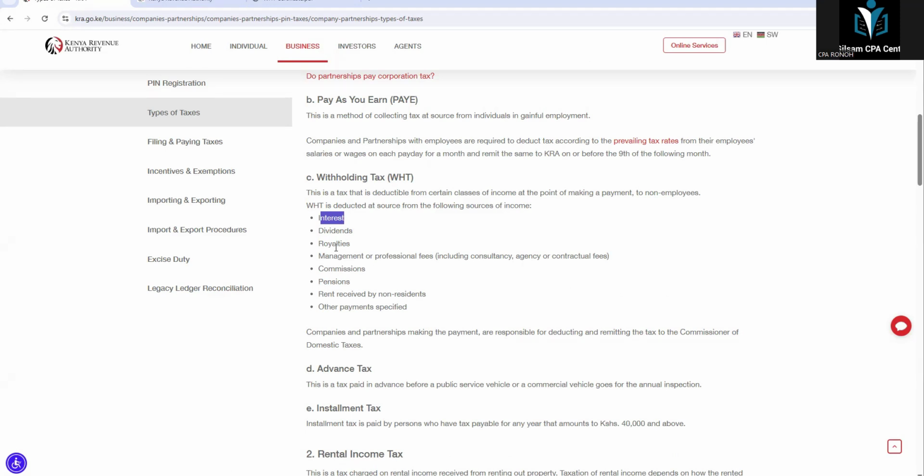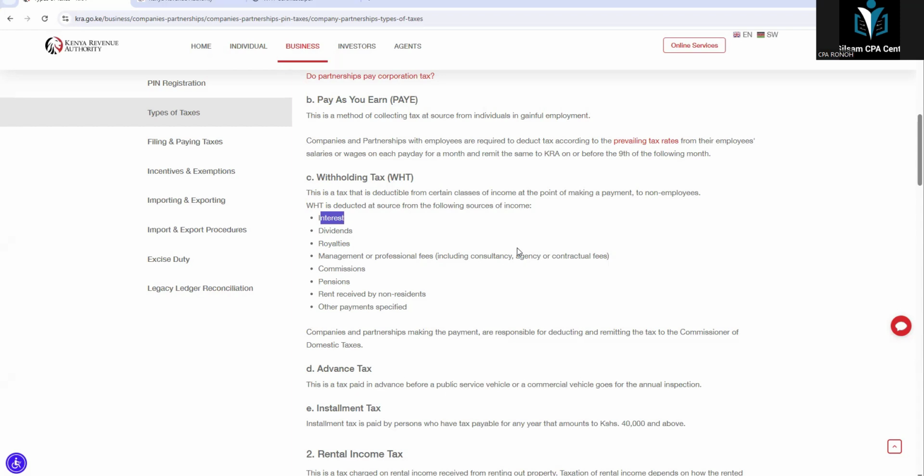The law cuts across all businesses. For any payment you are making, you have to ask yourself, as an accountant, what is the nature of this payment, so that you can know the type of withholding to apply. For example, if you are paying a management or consultancy fee, which also has a specification, anything above 24,000 is subject to withholding. If it is less than 24,000, then it is not subject.